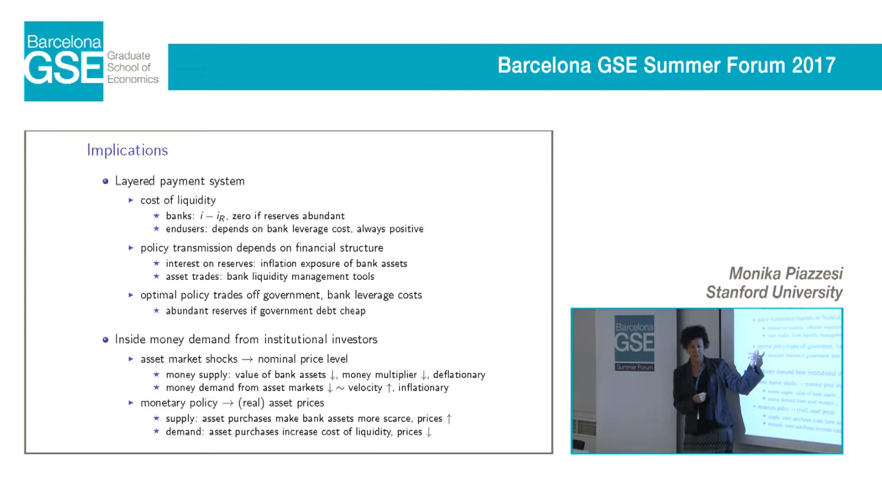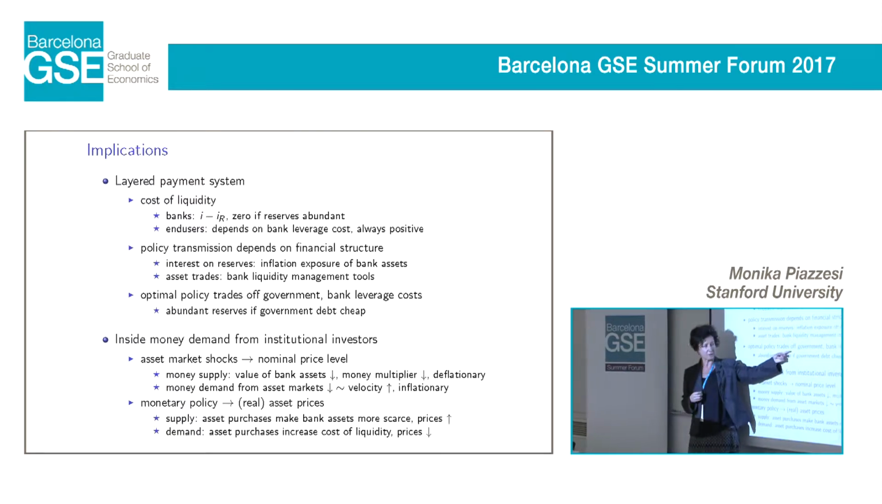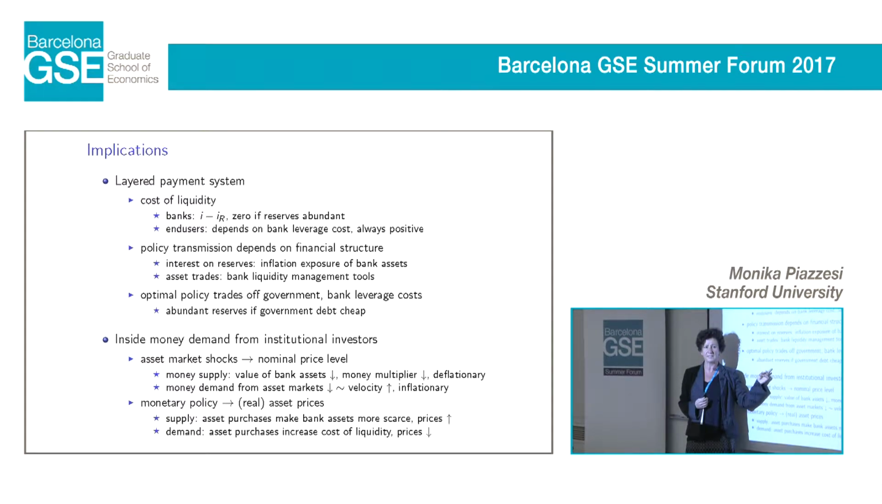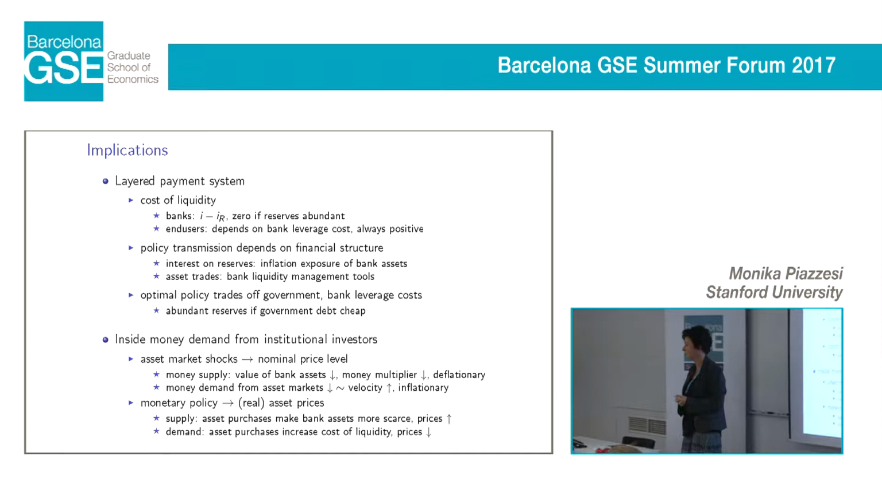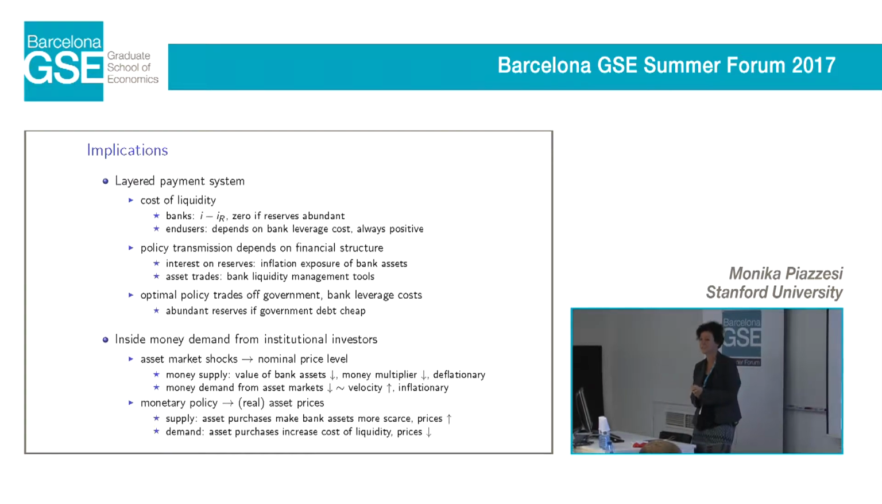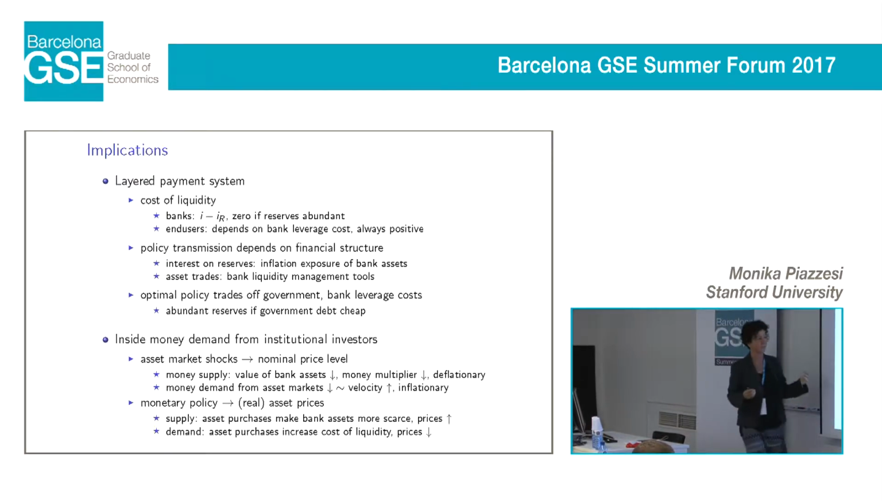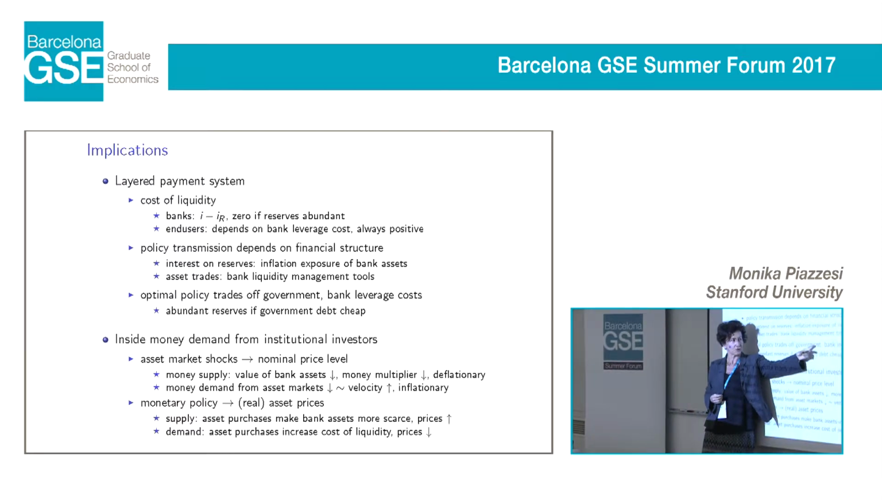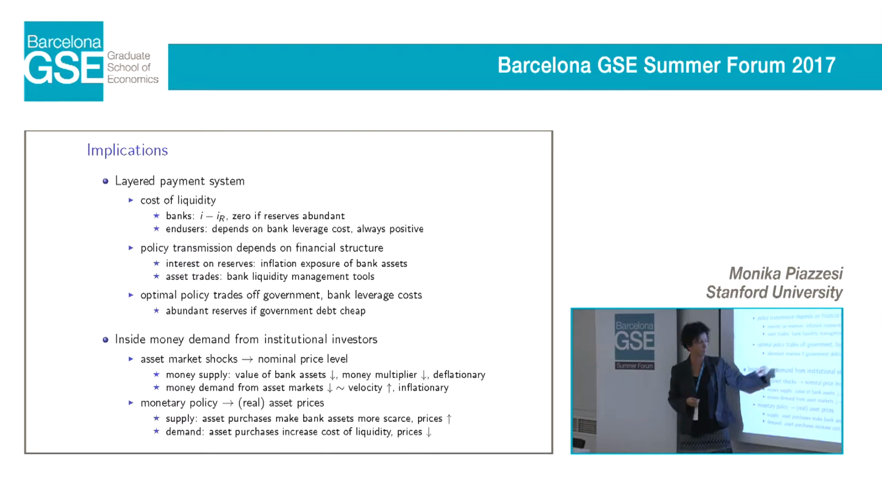In terms of thinking about optimal monetary policy, it will trade off leverage costs by banks in providing inside money with leverage costs that the government has. So this leads to an easy solution. If you think that government debt is cheap, then a system with abundant reserves is going to be optimal. So you just flood the banking system with reserves, as long as that is cheap. But this is also government leverage, so to the extent that this is costly, this may not be optimal.